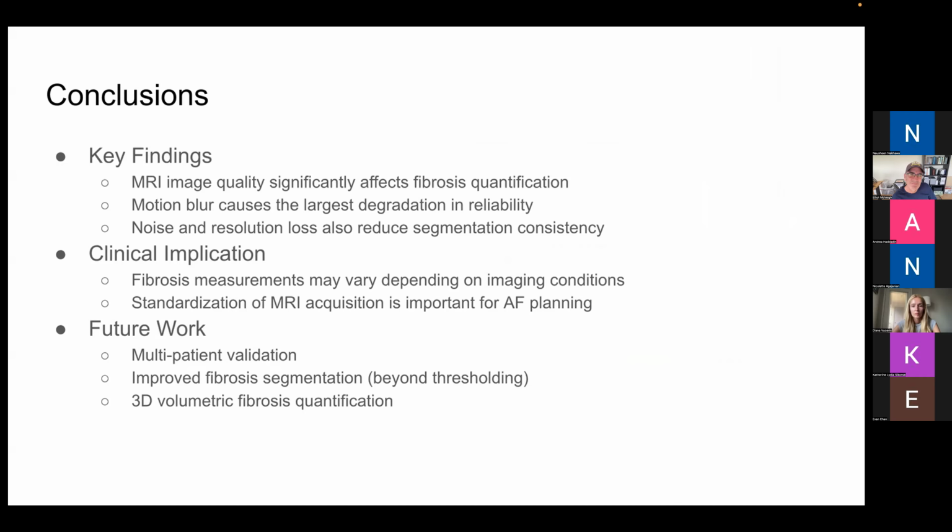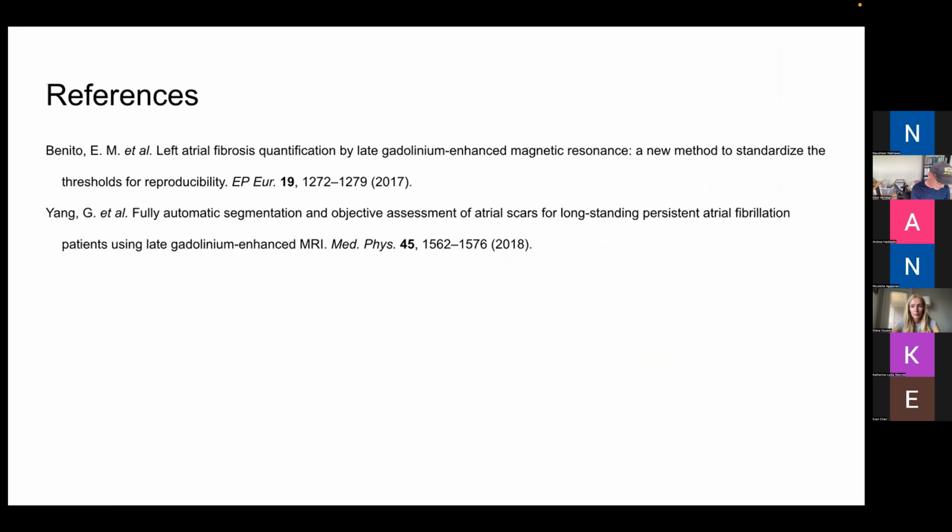And clinically, this implies that variability in MRI acquisition quality, especially motion control, could meaningfully influence fibrosis estimates used in atrial fibrillation ablation planning. And future work could include extending this to multiple patients, because I only ran my simulation on one patient, improving fibrosis segmentation beyond simple thresholding, and using a full 3D volumetric analysis.